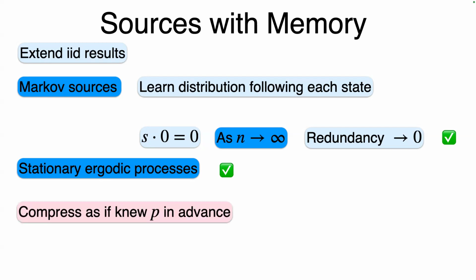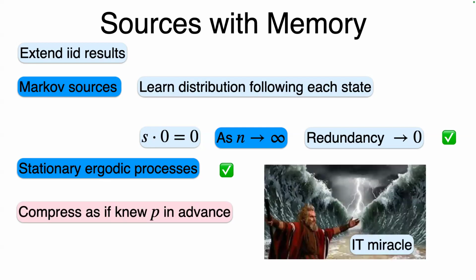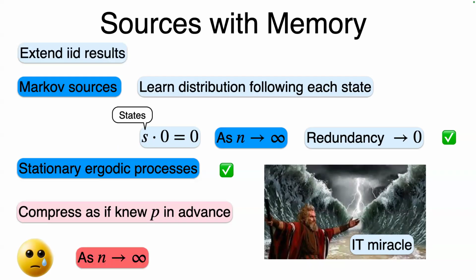And if you have stationary ergodic processes, you can show the same thing. So what it means is you can compress as if you knew P in advance. So this is kind of like the information theory miracle: you can compress without knowing the distribution. But there is one bad thing here. In order for this to happen, the number of samples that you have, your training size, has to go to infinity for this to hold.